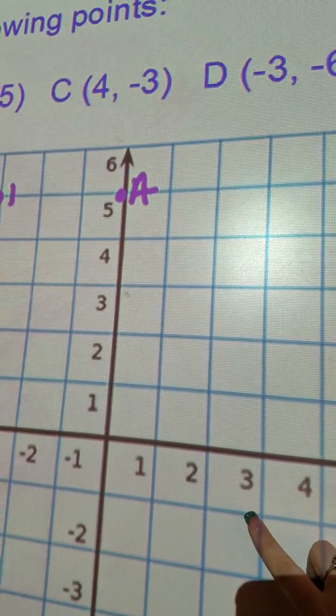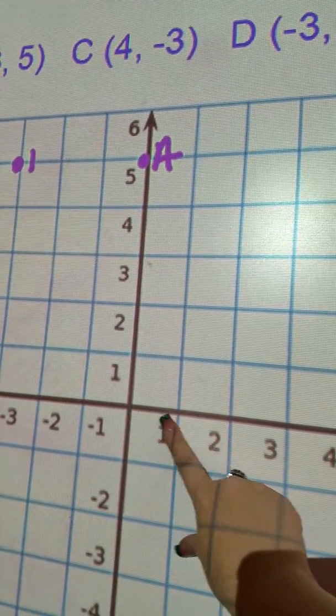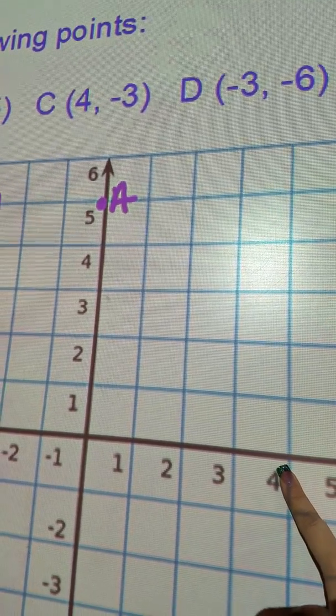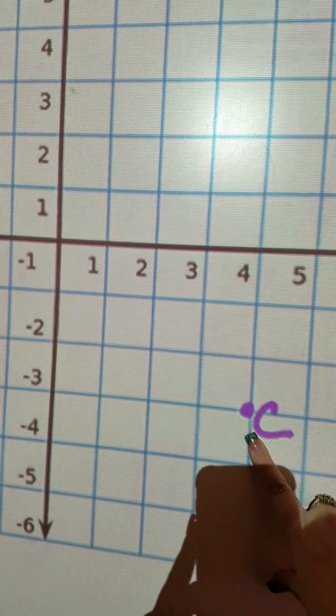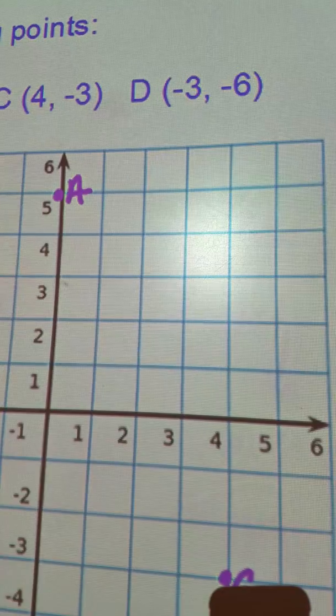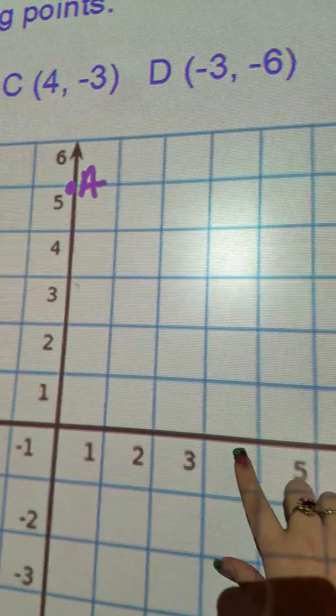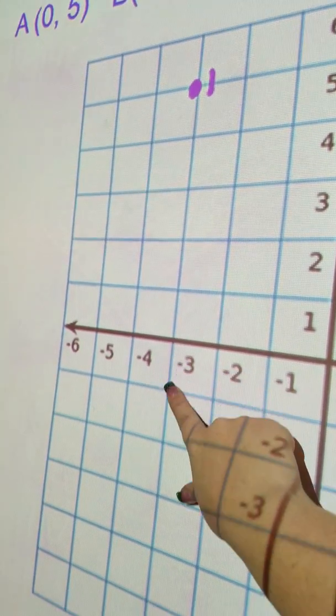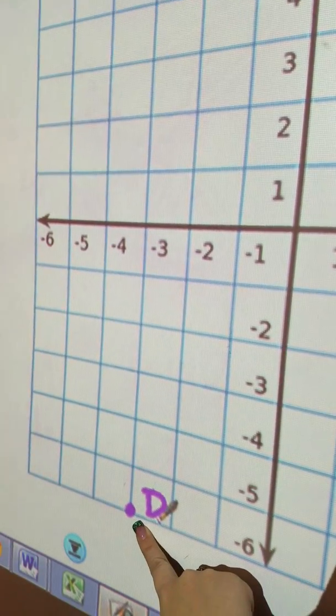The next one is (4, -3). That means you're going to go to the right because it's positive. And then because the next number is negative, you're going to go down 3 right here, which is C. The next one is (-3, -6). That means we're going to go in the left direction. So we're going to go over to -3, and we're going to go down because it's a negative. So that's D.